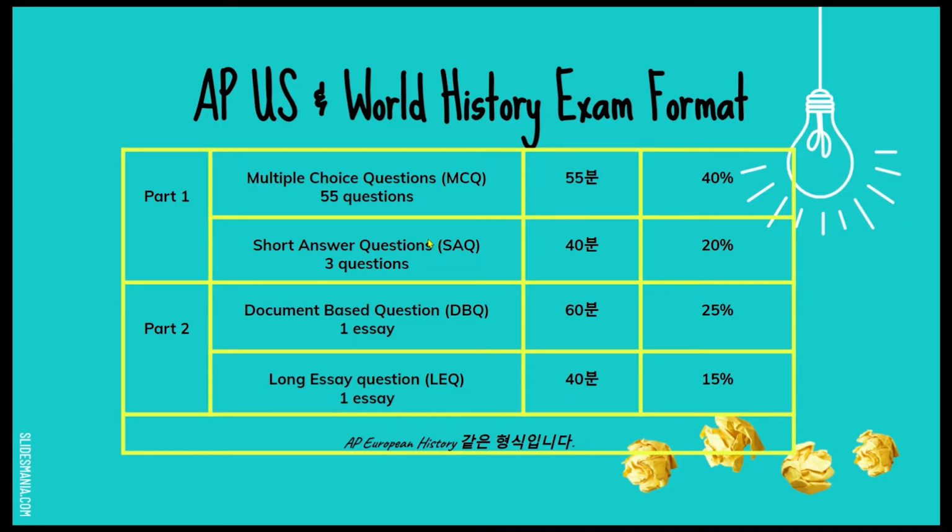So there are short answer questions. There's one document-based question where you look at 7 primary sources. You have to analyze it and then write an essay on those documents. And then you have an essay. You're given 3 topics and you choose one out of 3. So it's 60% of your grade. So writing takes up a very large portion.